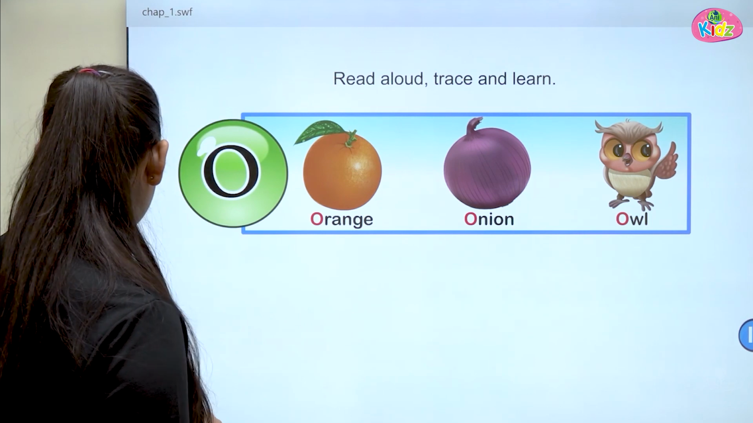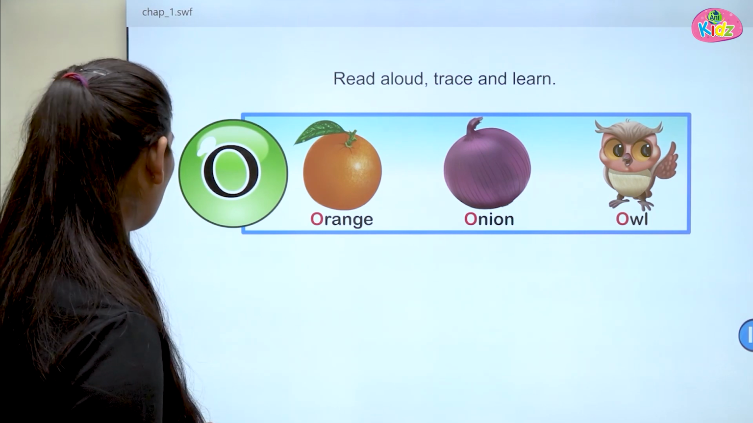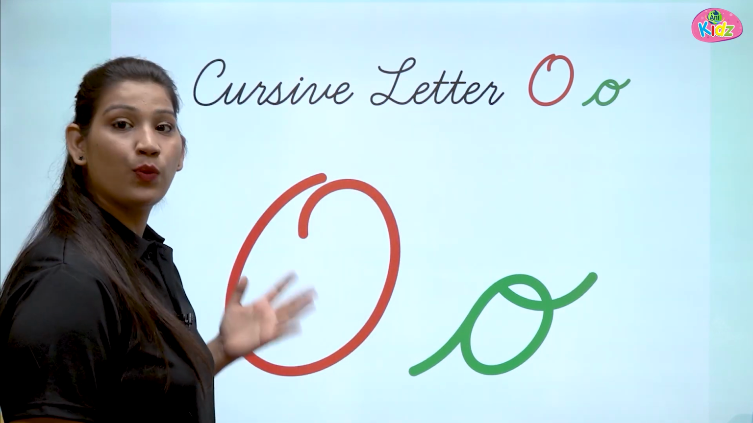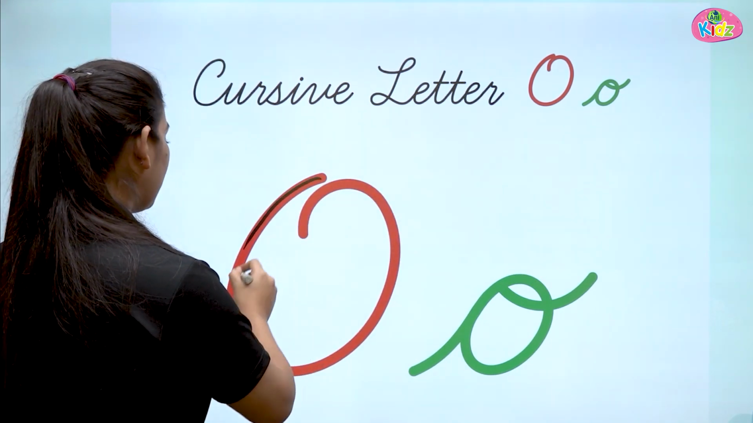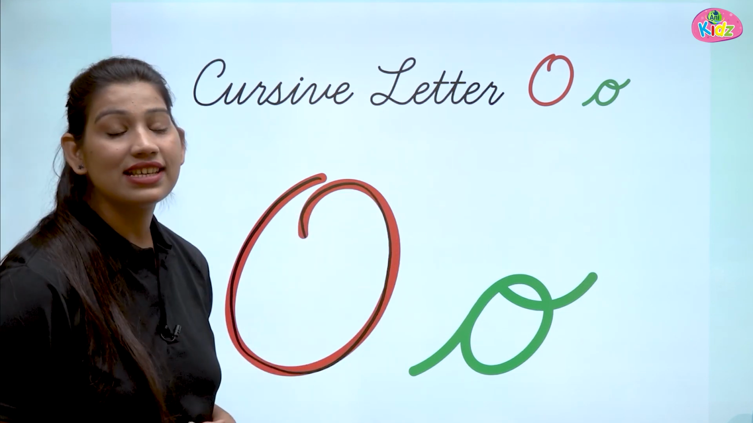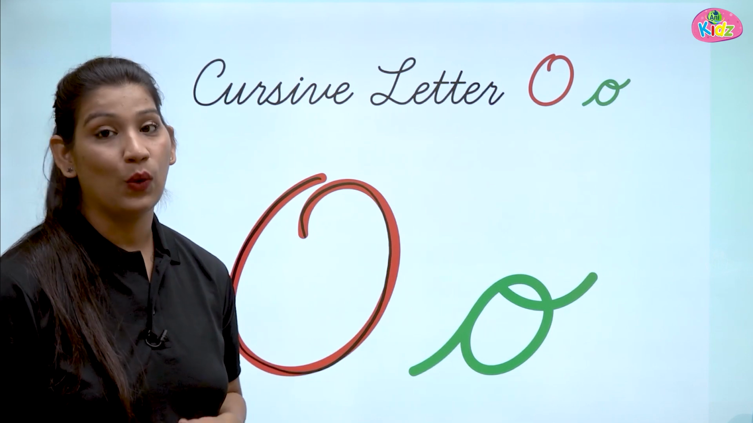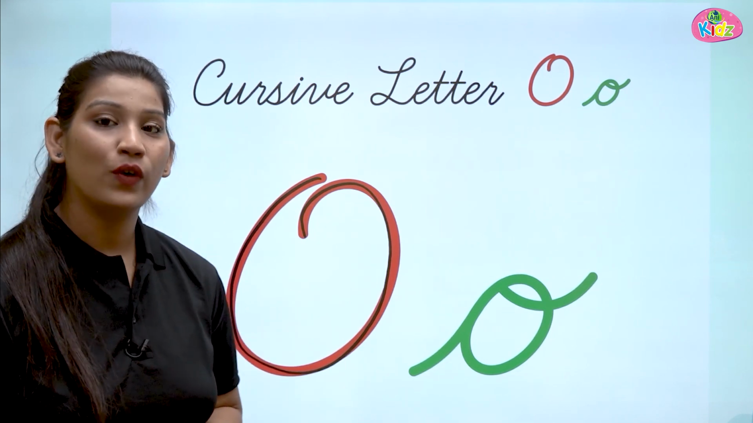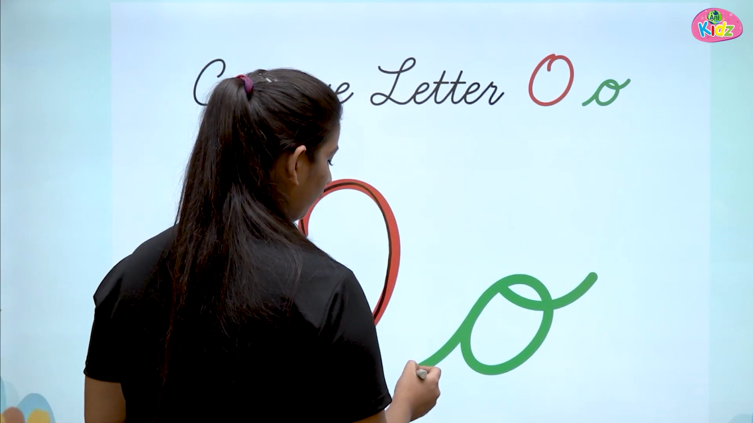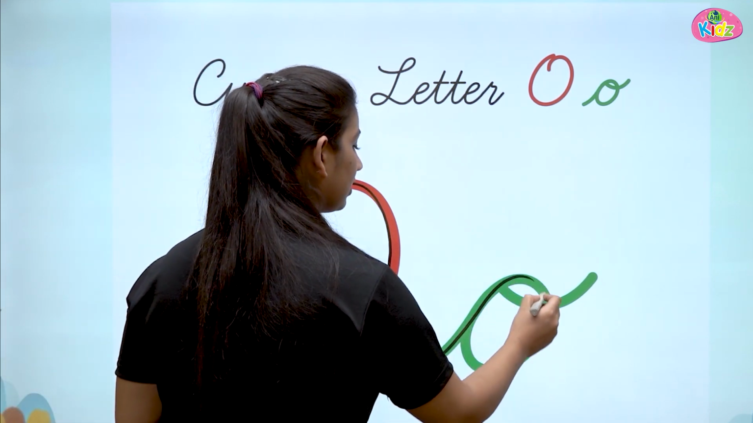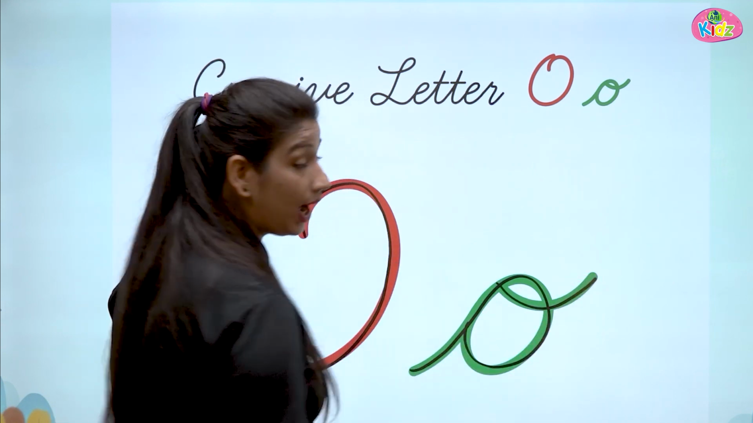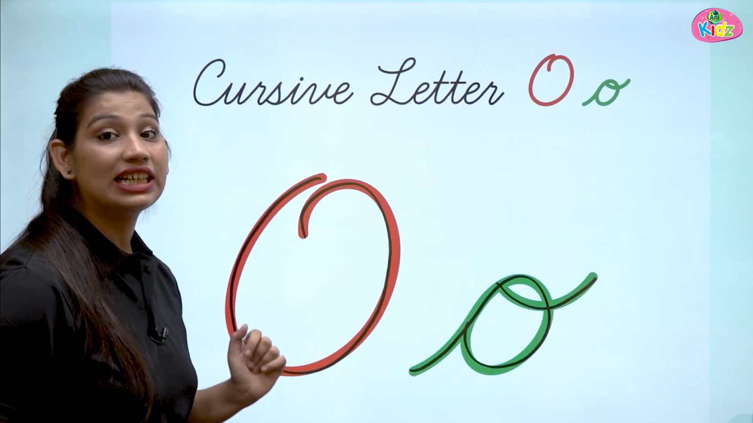In cursive, it is very easy to make O. Let's see how to make it. Just start from one point, make a round. Without touching it, come down. This is capital cursive O. This is small cursive O. Start from this point, make a round, and from the up middle, do this curve.